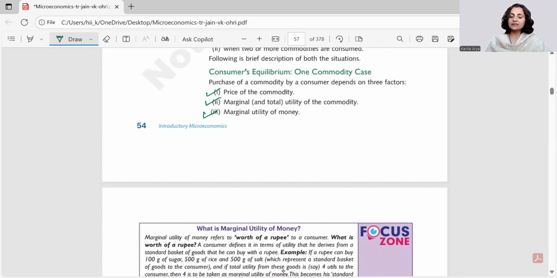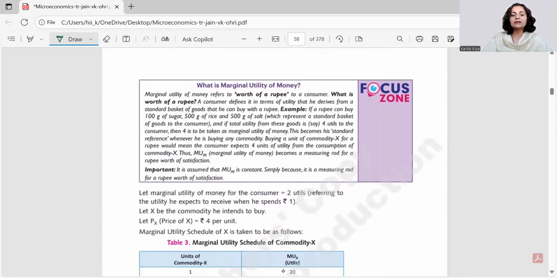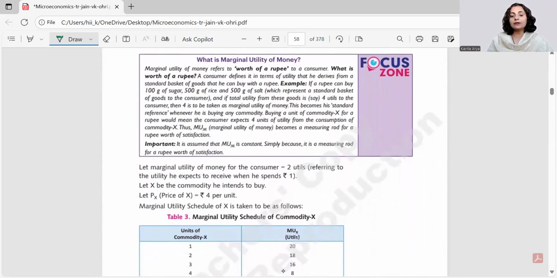For this, they have given us a technical term that's called marginal utility of money. So if I try telling you what is marginal utility of money, it is nothing but the worth of a rupee, meaning the utility derived by spending 1 rupee of money. How many utils would you be getting is called marginal utility of money. So this example, you may read it out, beautifully quoted. Just pause this video and read it out.